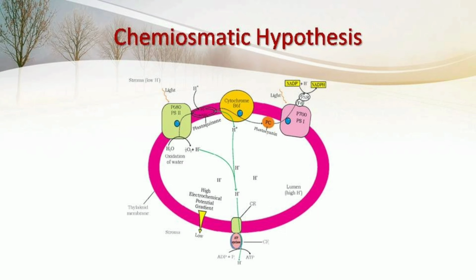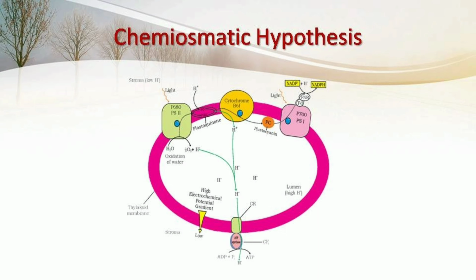So the lumen has a high concentration of protons, and outside the lumen, that is in the stroma, there are also protons. Inside the lumen there are more protons, where the concentration is high. So the protons in the lumen tend to come out into the stroma, because there is a high concentration in the lumen and a low concentration in the stroma. So these protons in the lumen tend to come out.